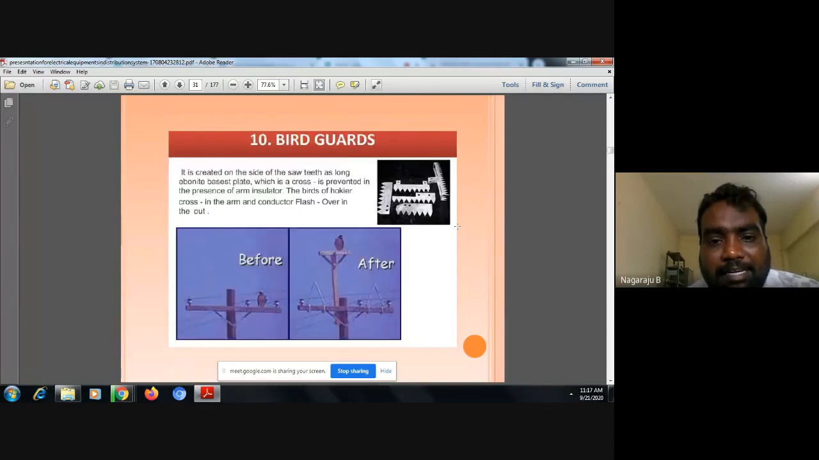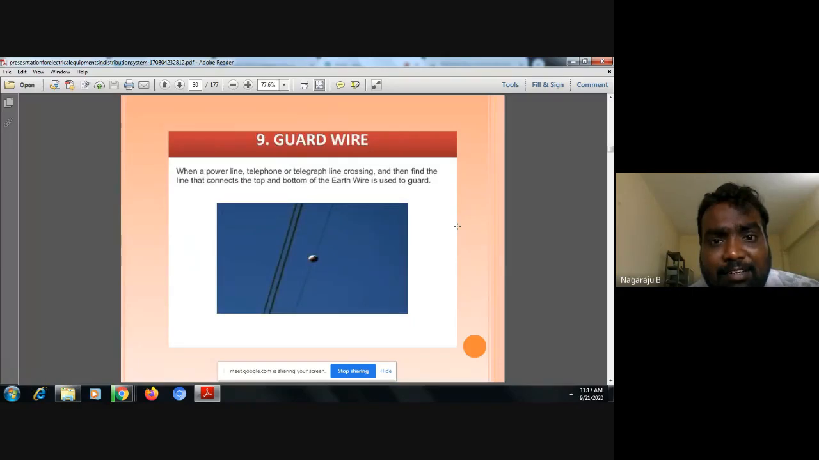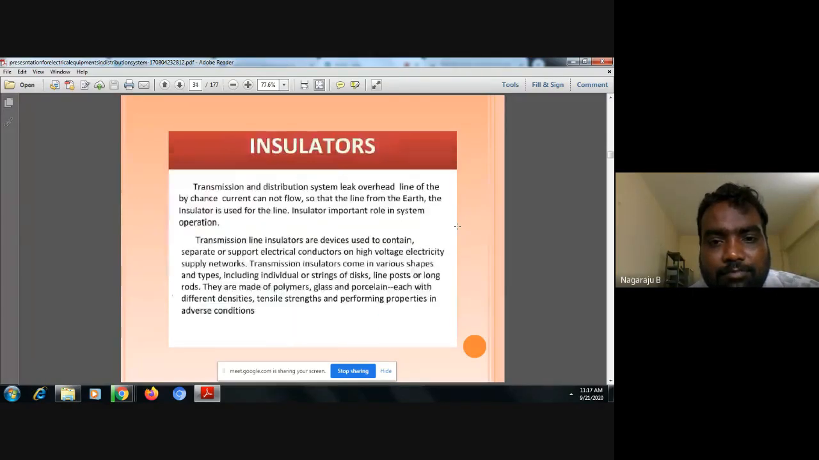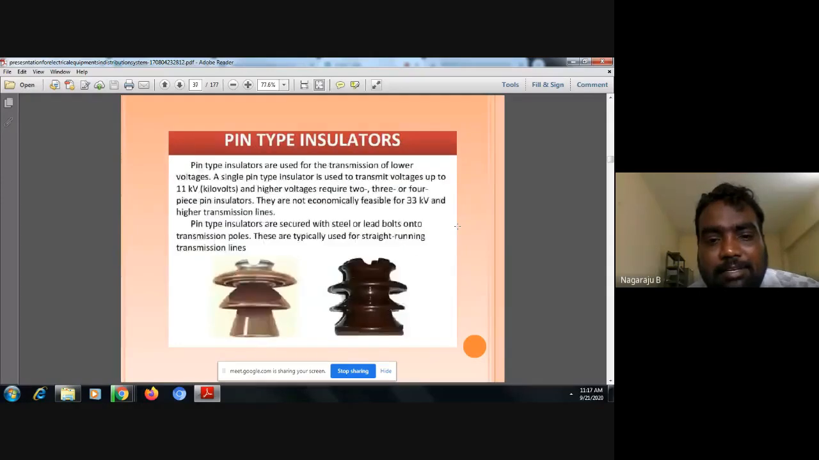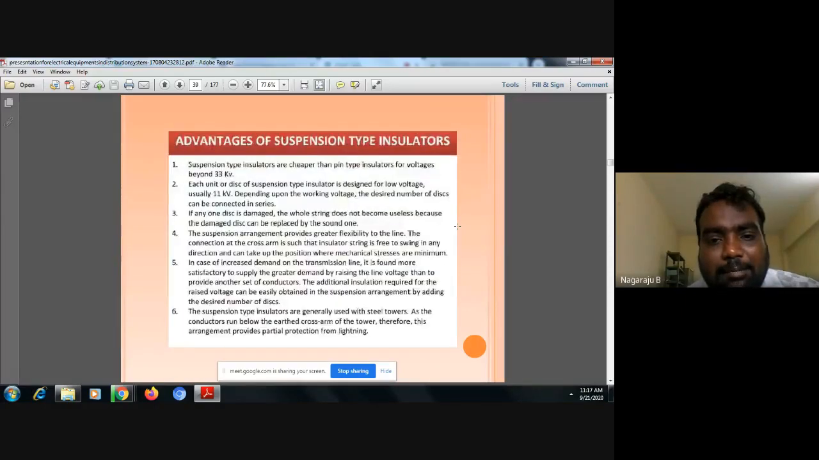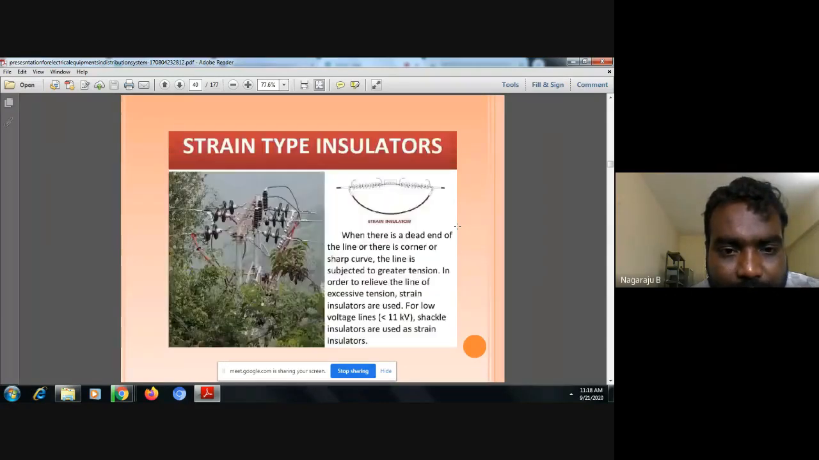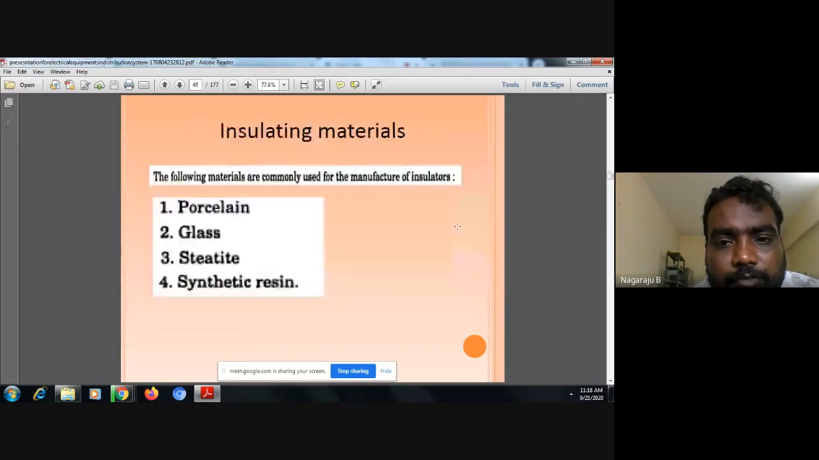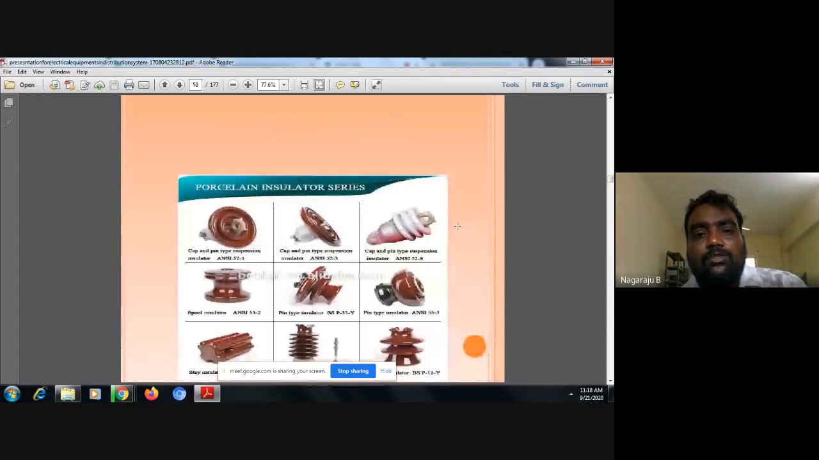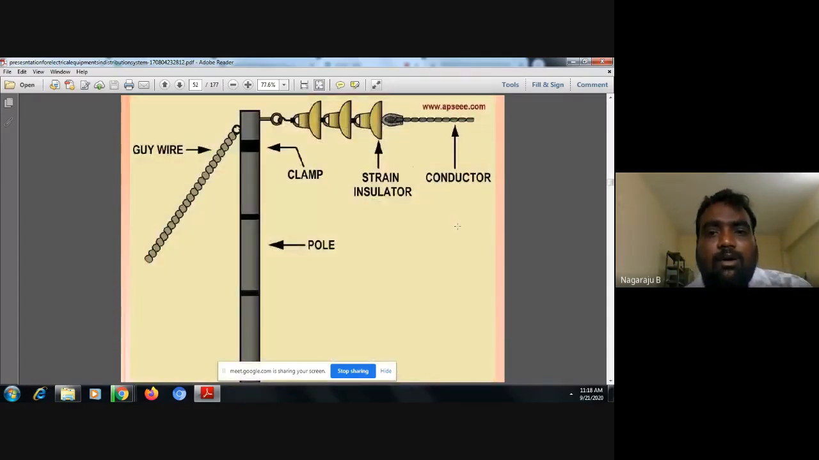Tempers, vibrating bands, all the things are there, guards, suspension type insulator, what I mentioned, suspension type insulator. You have studied all these in the Power System Protection topic. You have already covered this, I think. So my topic is protection. To have the protection purpose, you will take these.